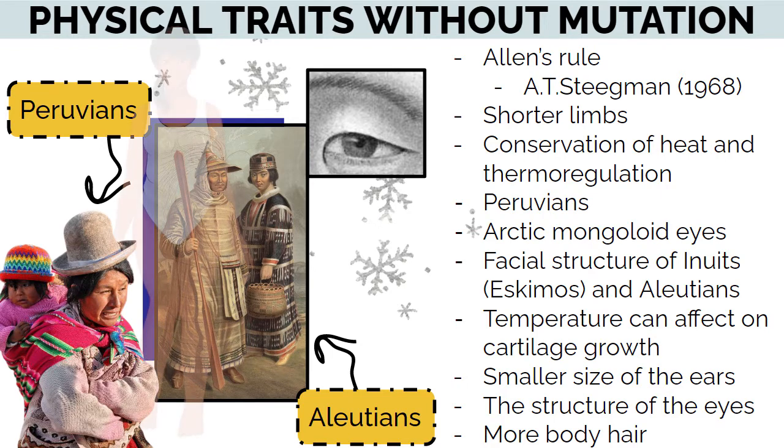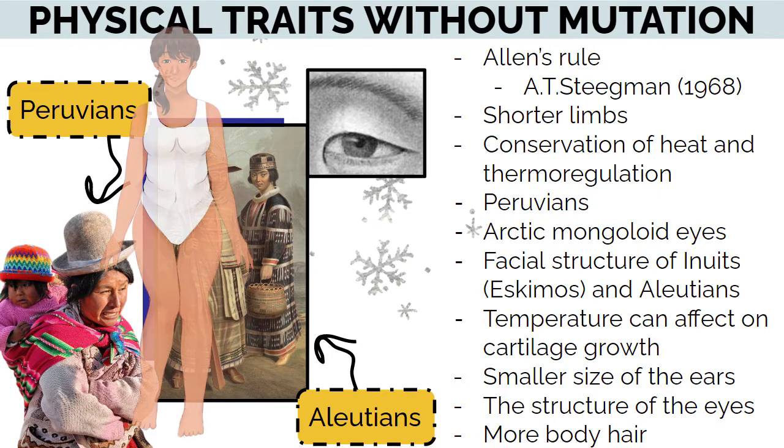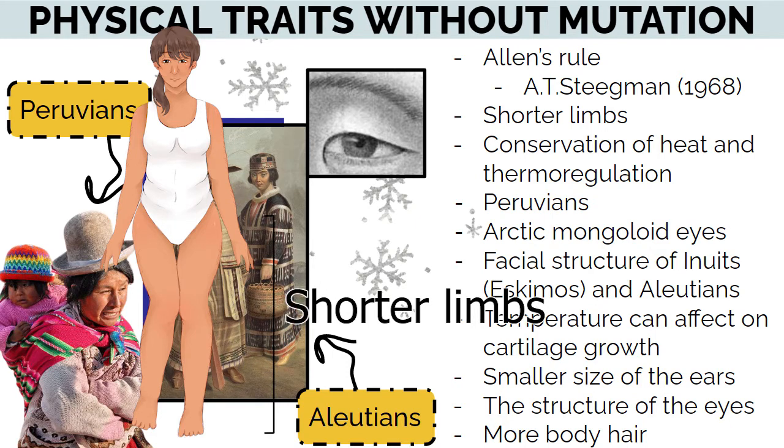Now we are going to look at some examples from current human populations. Individuals living at higher altitudes in Peru tend to have shorter limbs in comparison to the population inhabiting the low-lying coastal regions, which have longer limbs. So here we are making a comparison between people living in higher altitudes in comparison to lower altitudes. So high altitude people have shorter limbs in Peru.